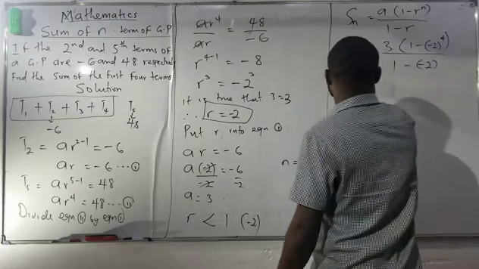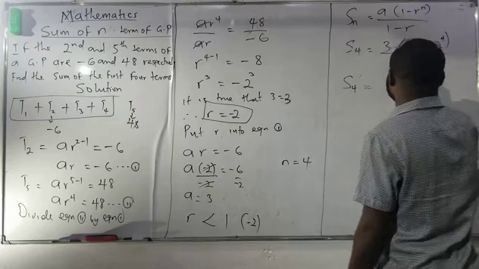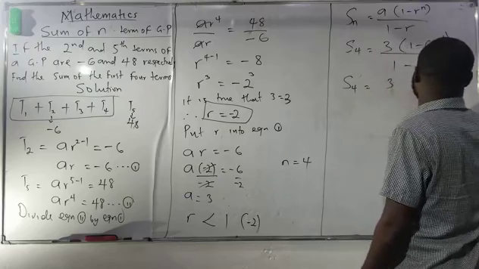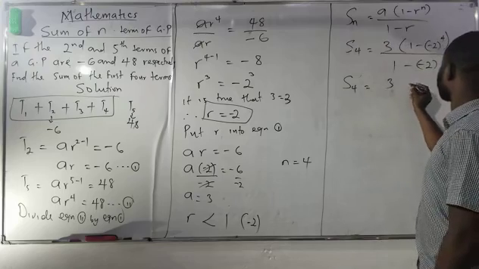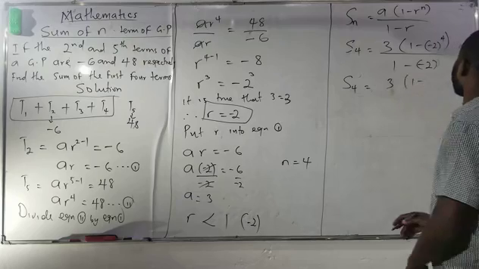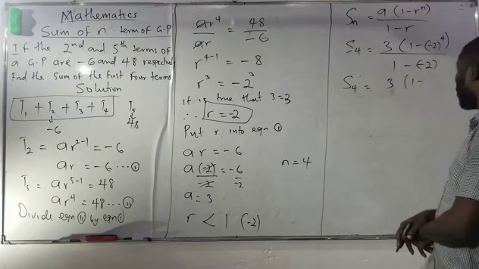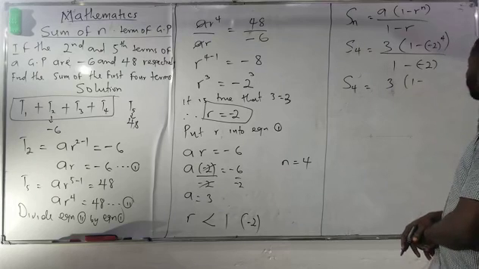Now, it means sum of 4 will be equals to 3, and I'll be having bracket of 1 minus, which is 2 raised to the power 4. It will be 2 raised to the power 4. It will be 16, which is going to be 16.